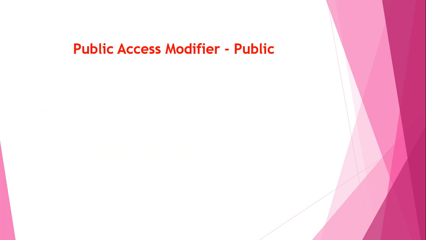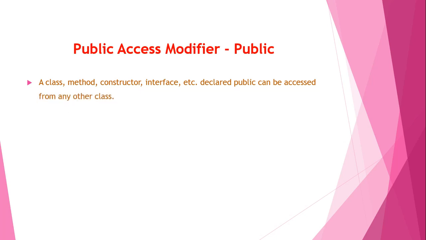Let's discuss the public access modifier. A class, method, constructor, interface, etc. declared public can be accessed from any other class, from any other package, from any other subclass. We can say that with the help of public, we can make that part of the program visible anywhere. We can use that program or code anywhere in our program.